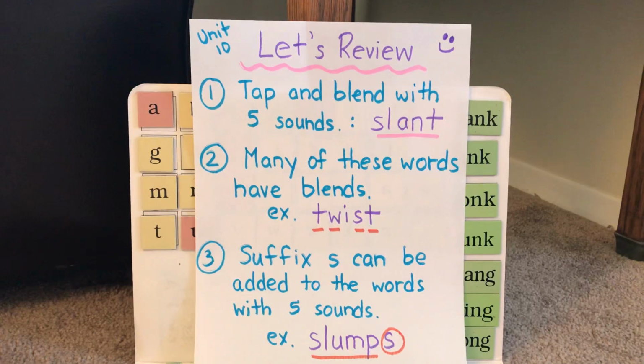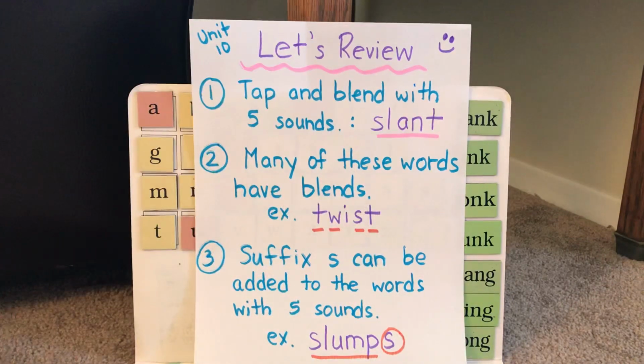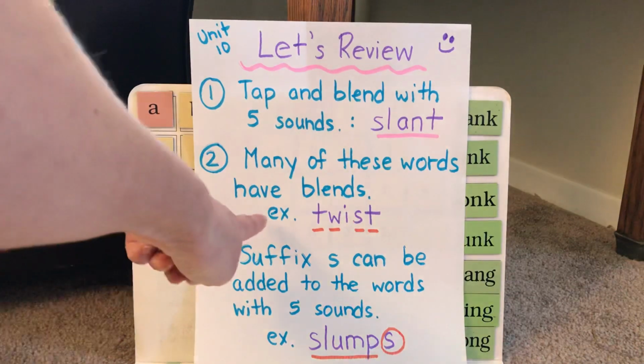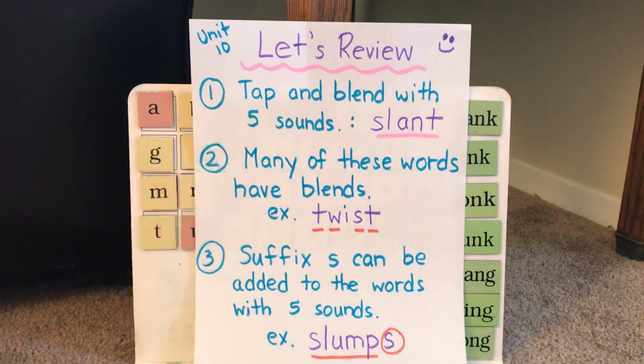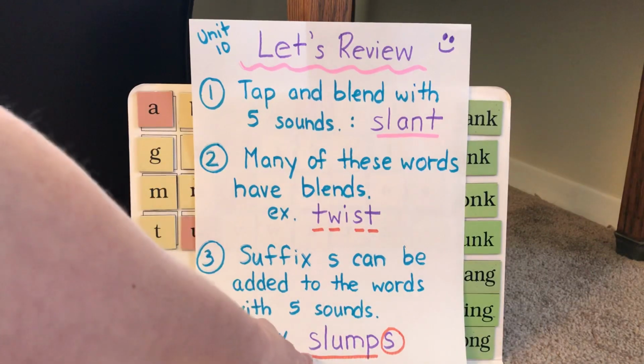Okay, now I know in other videos, I believe it was the first one, I said that you could also mark a closed syllable, which is true. In fact, twist could be marked as a closed syllable. But I want to just focus on marking the blends like I have here, and then our number 3. The fact that suffix S can be added to the words with 5 sounds. So here is our example. Slump. So slump is a word with 5 sounds.